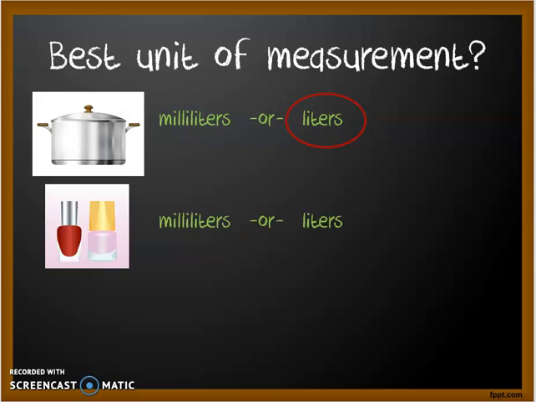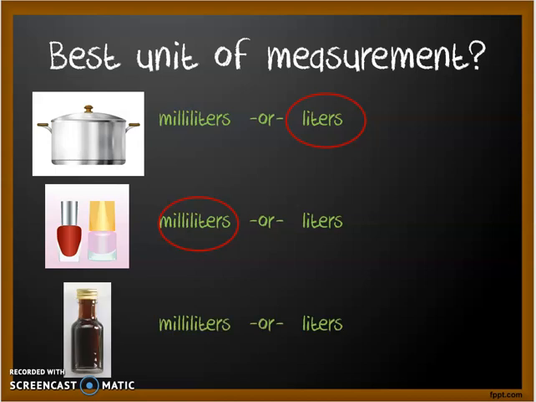All right, what about a bottle of nail polish? Would that be more appropriate to measure in milliliters or liters? Hopefully you said milliliters. Bottles of nail polish are small, and the nail polish contained inside, right? That's what we're actually measuring, is the nail polish inside. That's not a lot of nail polish inside a small bottle. So we would be measuring that nail polish in milliliters.